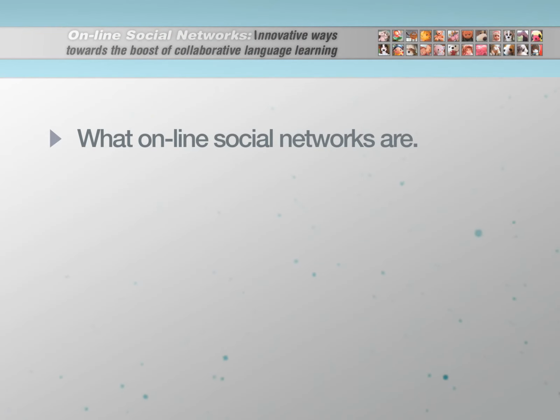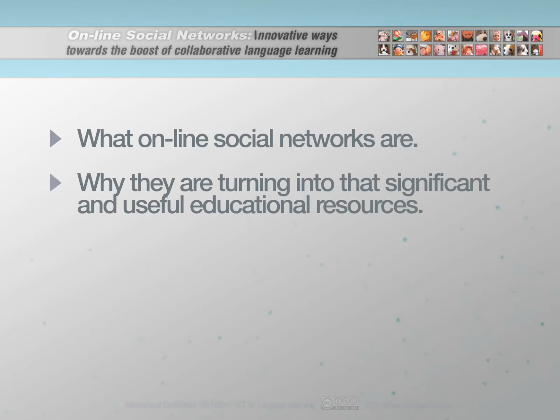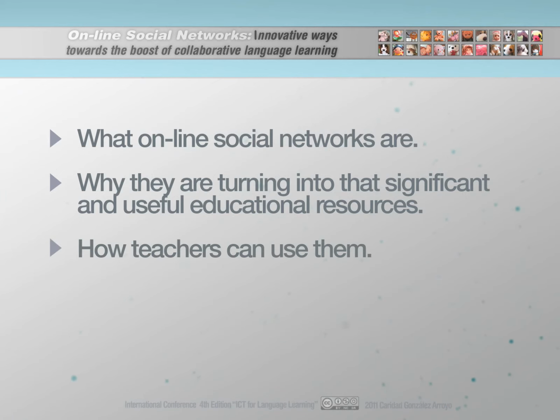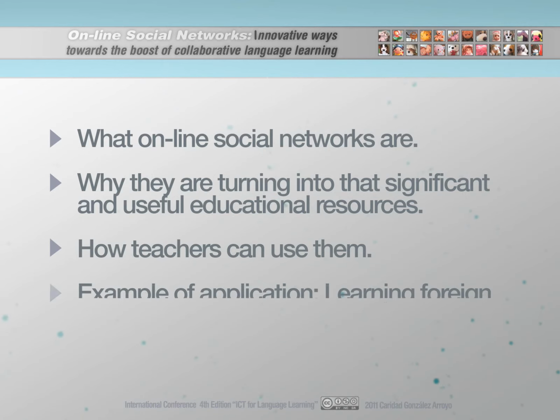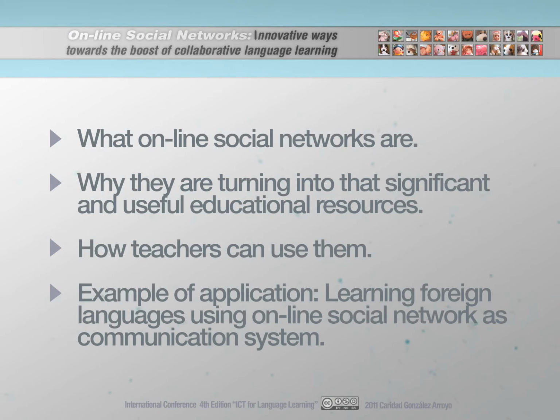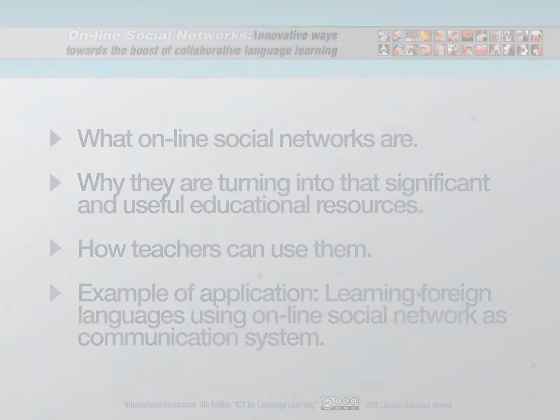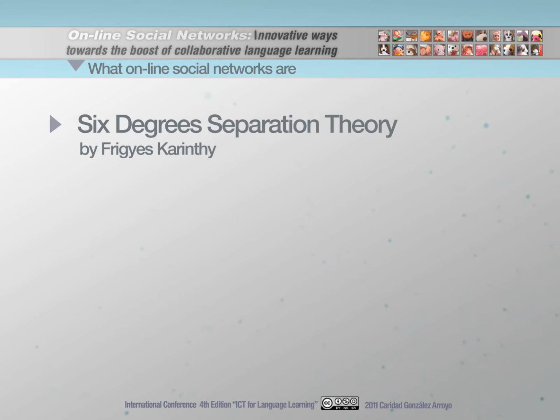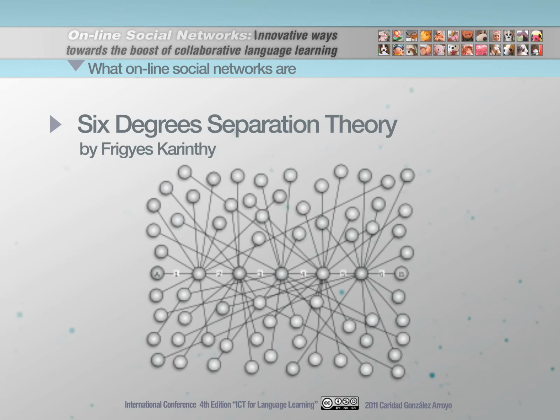I'm going to explain what online social networks are, why they are useful as educational resources, how teachers can use them, and finally an example of learning foreign languages using online social networks. According to six degrees of separation theory, everyone is on average approximately six steps away from any other person on Earth, which means all of us would be interconnected by a much smaller number than we first thought.